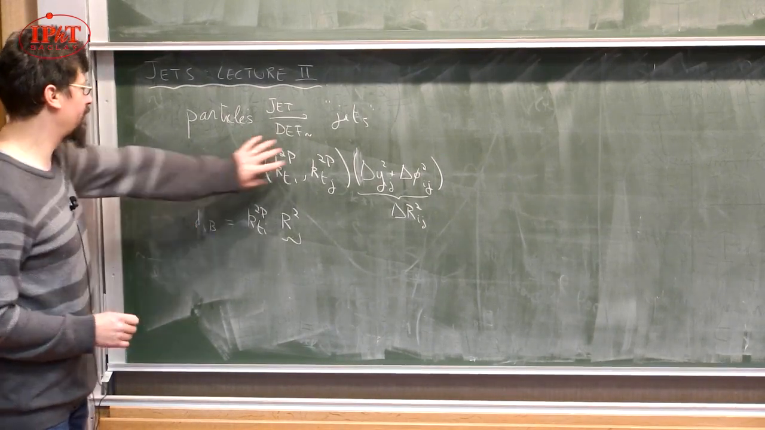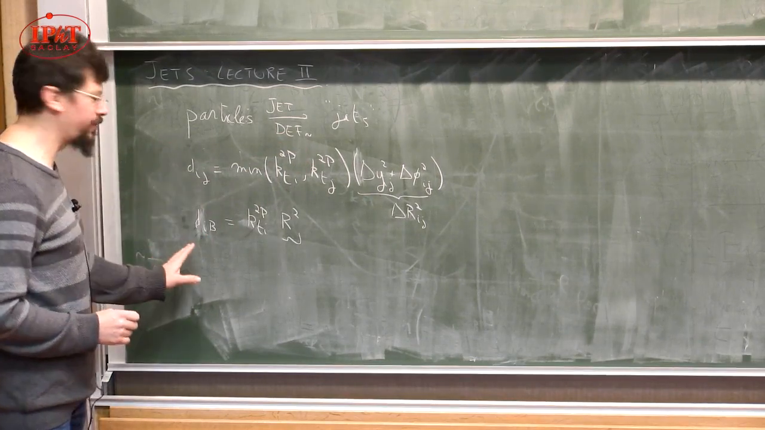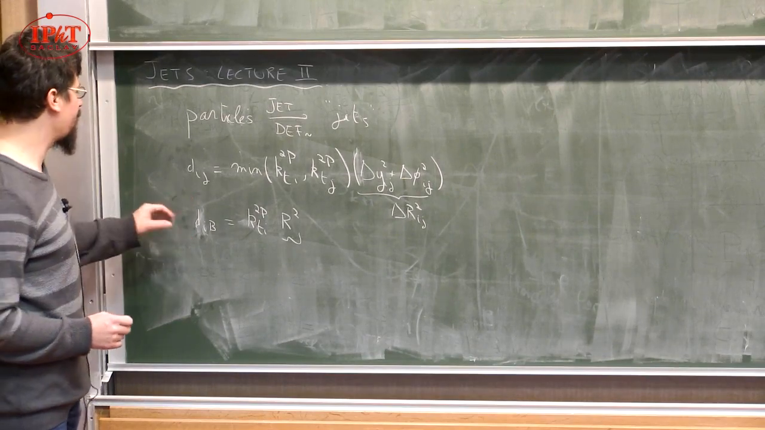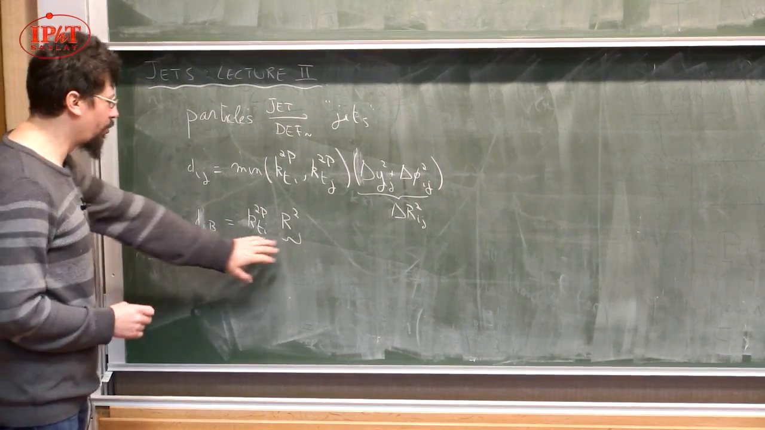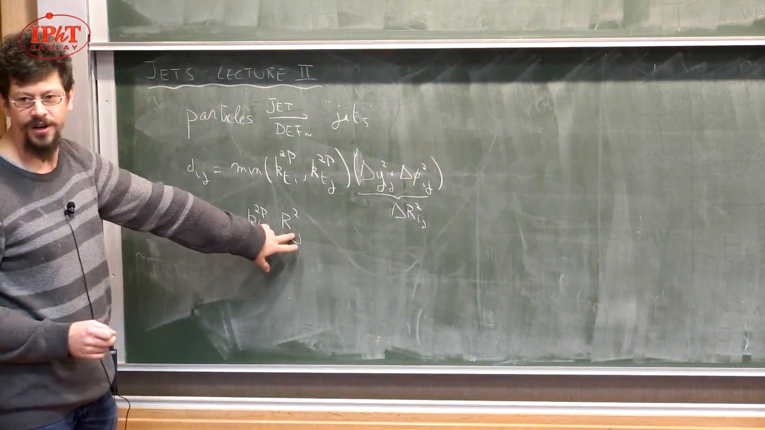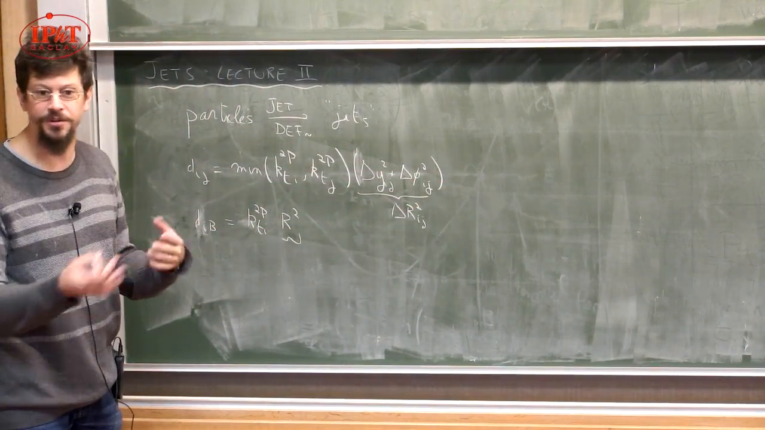So instead of just taking the minimum of this set of distances, you take the minimum of the whole set. This does a pairwise recombination. This calls an object a jet. And typically, this is going to happen when the distance here between the particles is bigger than r. And so typically, r here is a resolution parameter.